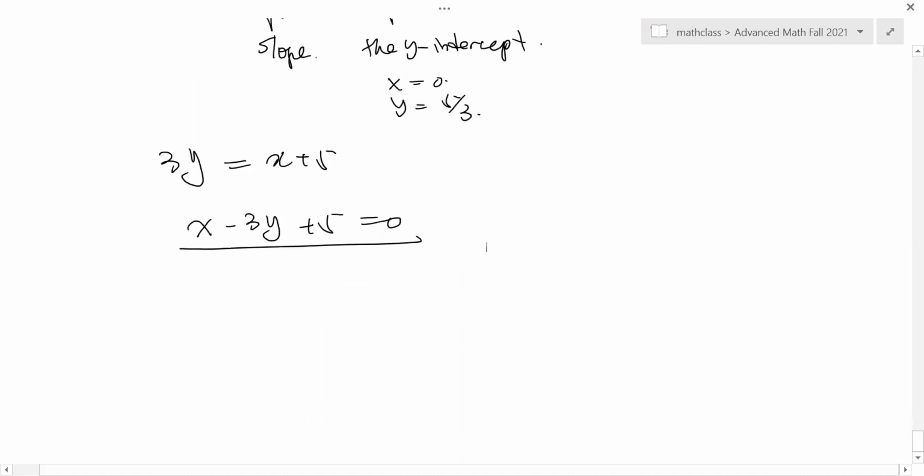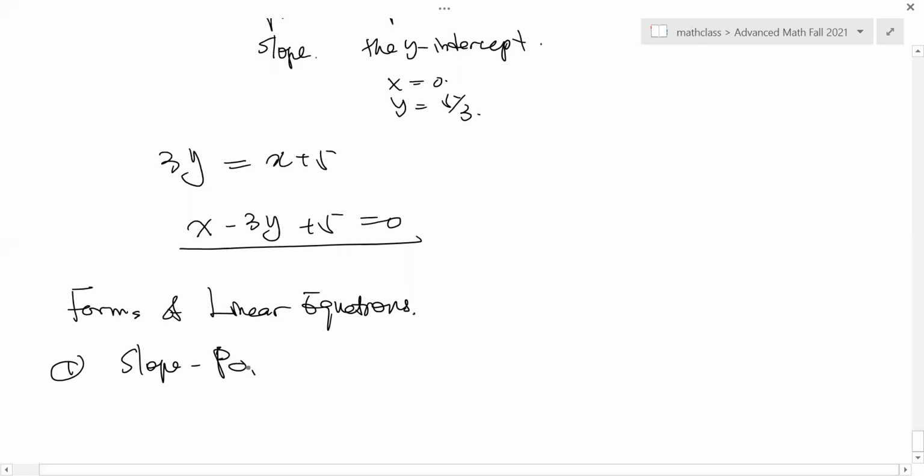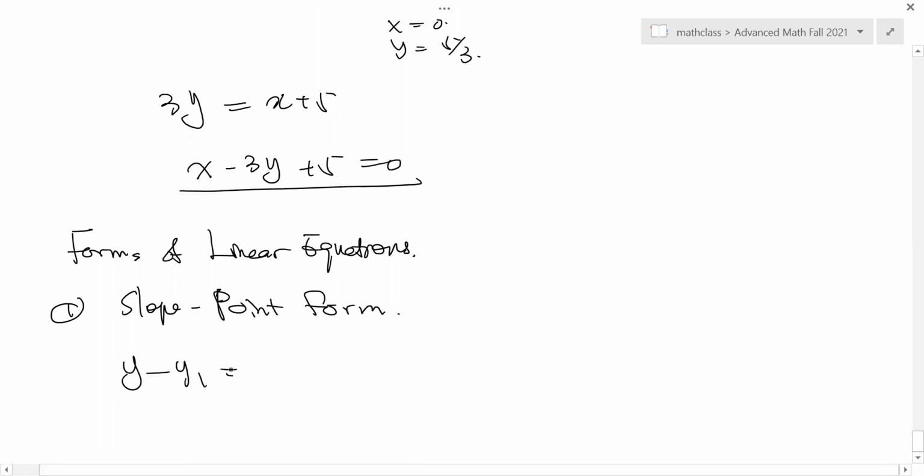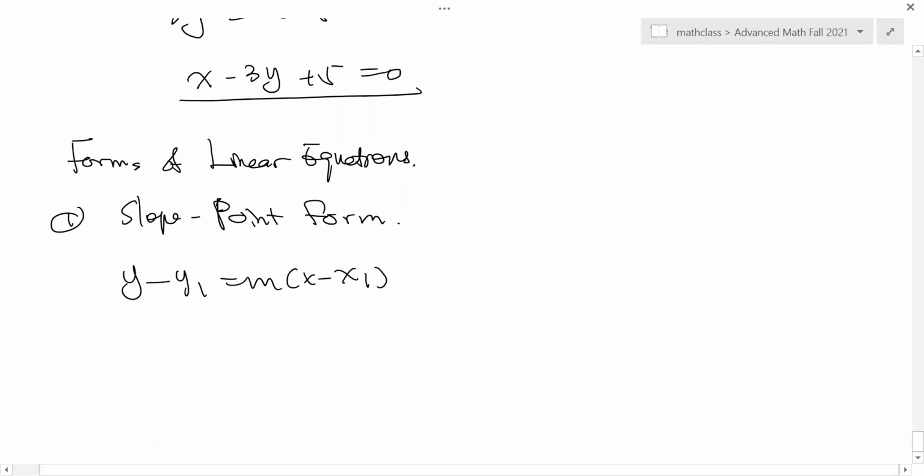So there are three different forms of the equation. One is the slope-point form. The slope-point form is y minus y1 equals m times (x minus x1). If you know the slope and you know it passes through a point, then you get the equation in this form.